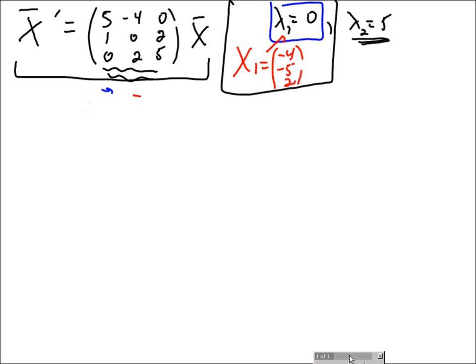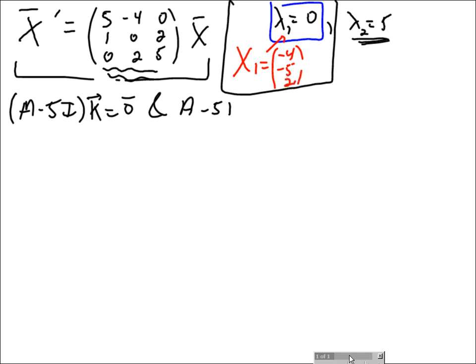Now, please remember that this is a repeated root. So we need to solve A minus 5I times k is equal to 0, and A minus 5I times p is equal to k. So before we can solve this one, we need to know what k is. That is, we're going to do this.